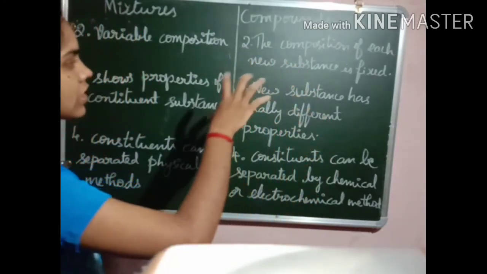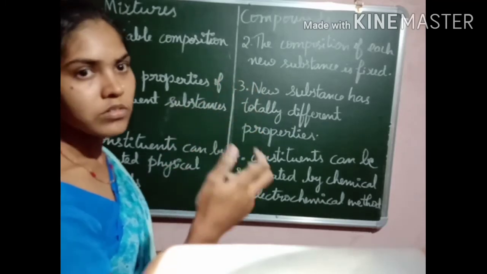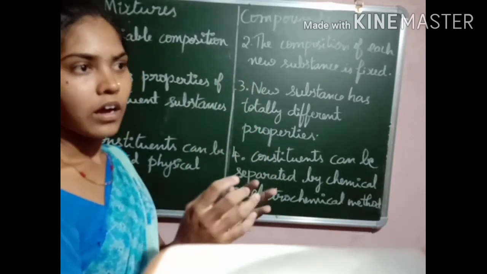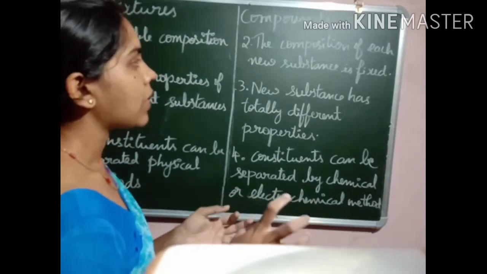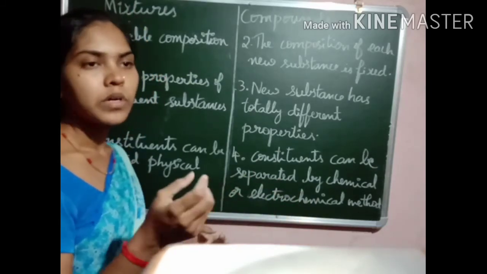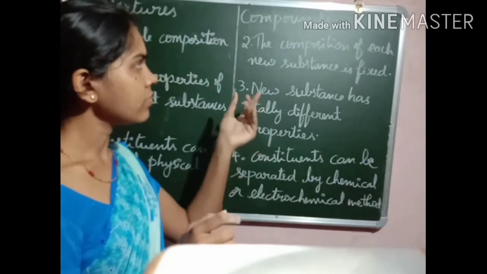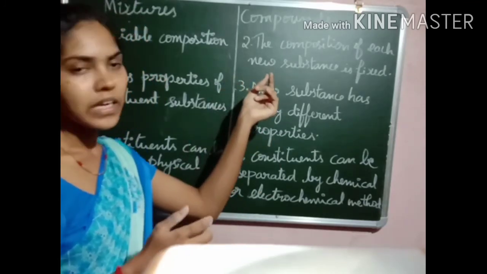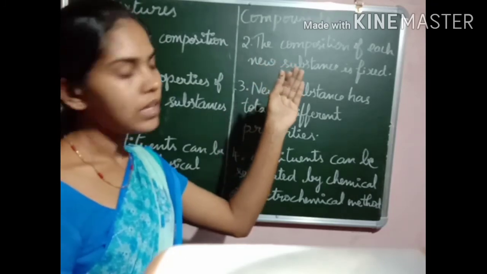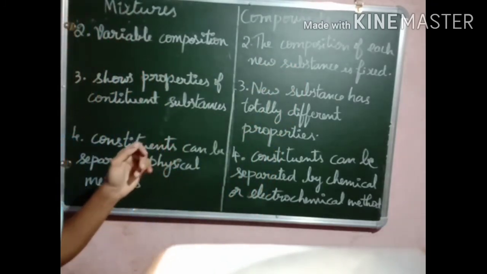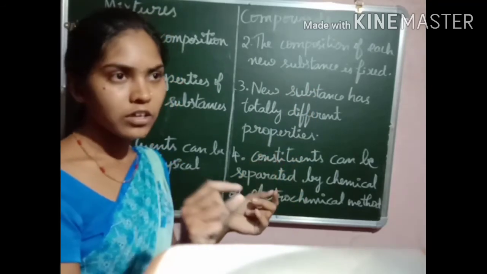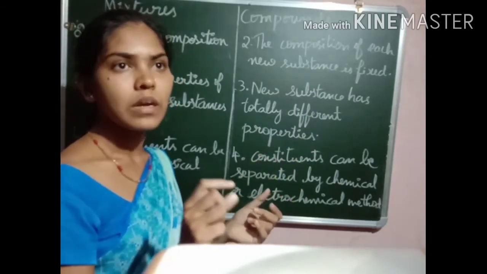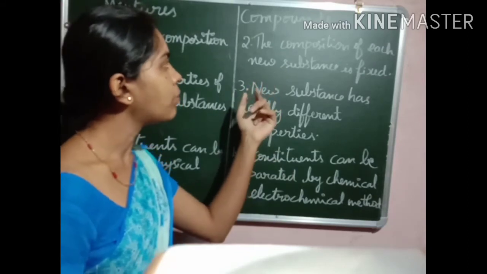The composition of that new substance is fixed. All the particles will remain the same. There are no changes in the particles. The amount of all these particles will be similar. In water there is a fixed amount of hydrogen and a fixed amount of oxygen. So that is a compound.